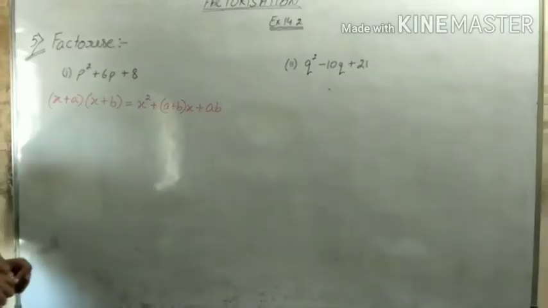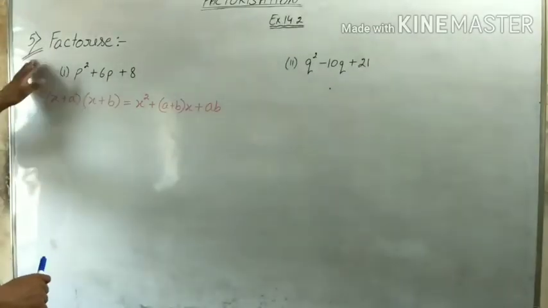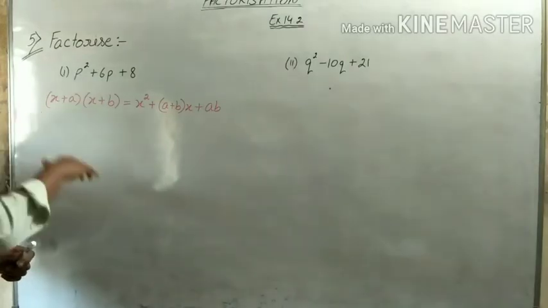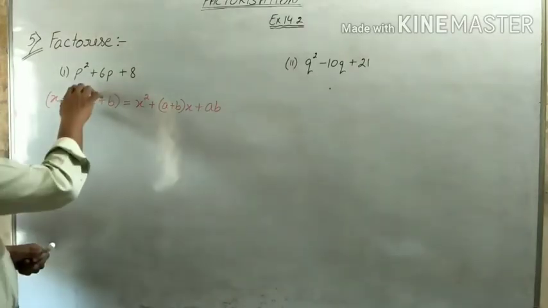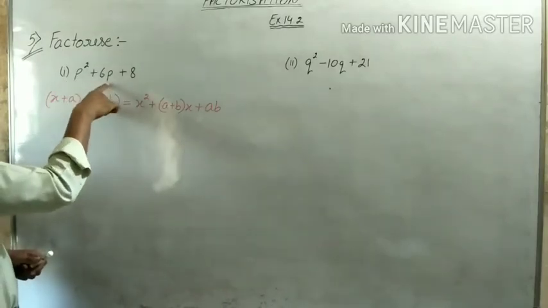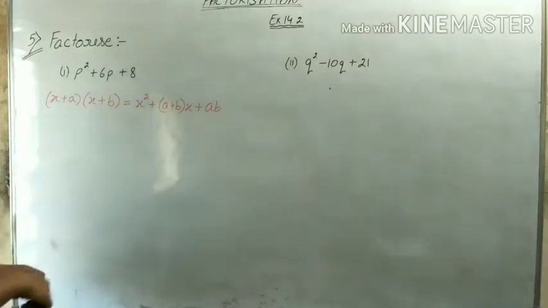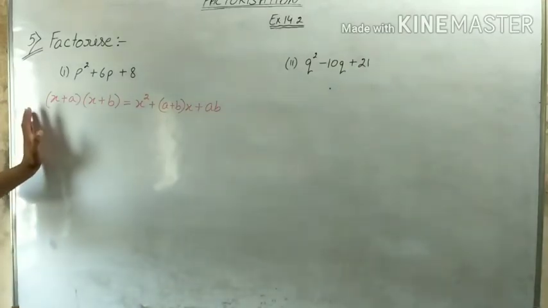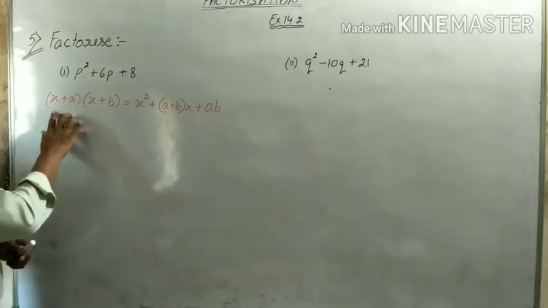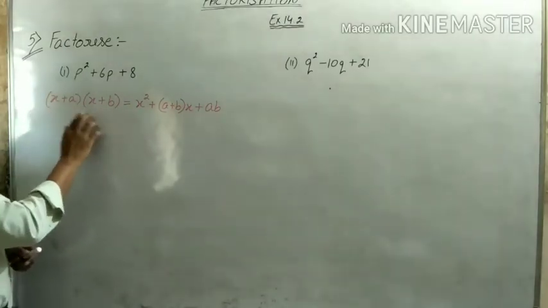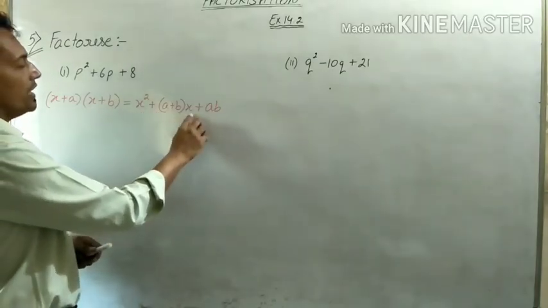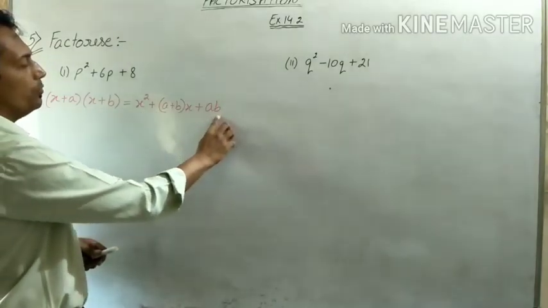Okay student, now we are coming to the last question, the fifth number. In that we are doing problem number 1. Now again we are factorizing. We have this expression in which we have a total of 3 terms, p square plus 6p plus 8. Now student, we already studied initially the 4 different identities, right? In that we had studied this particular identity, x plus a into x plus b will give you x square plus a plus b x plus a into b.